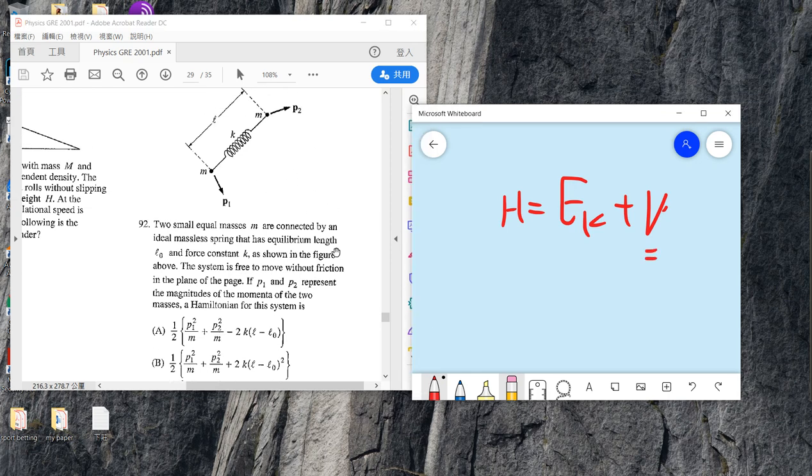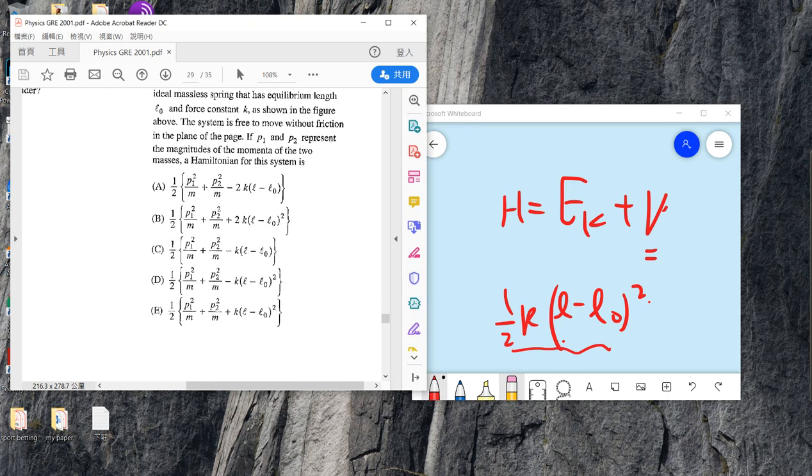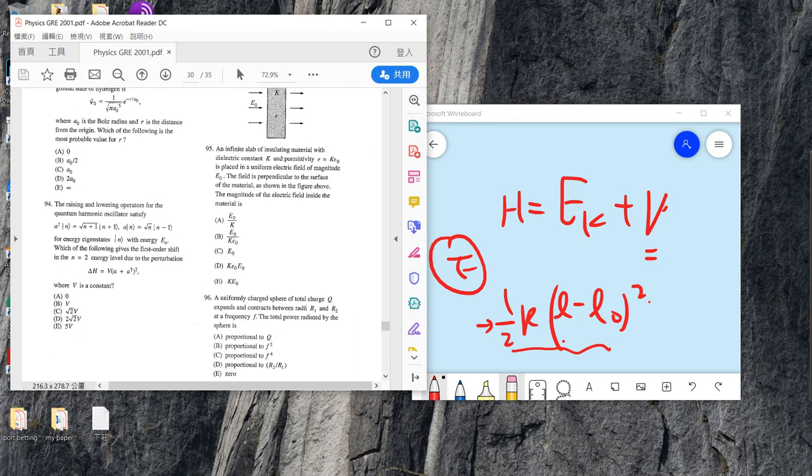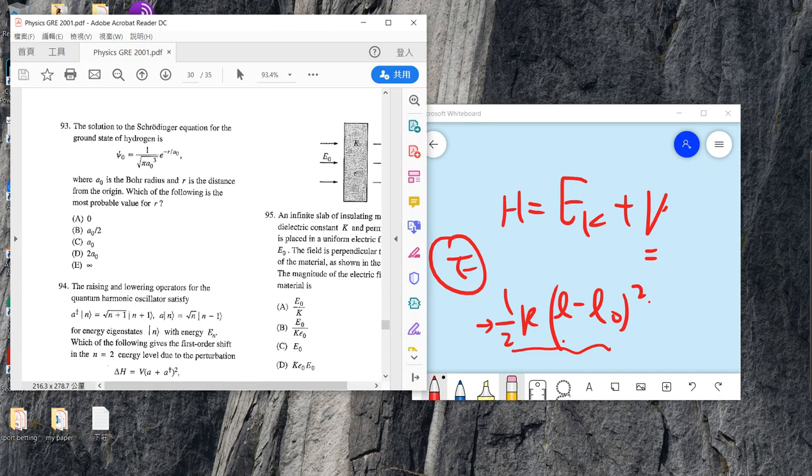potential. So there is a spring, right? So potential of the spring. The spring is half K times the L minus the original L naught squared. So which one is the answer? E is the answer. Because you see this is half times plus K, so E is the answer. So this problem looks difficult, but all you need is to write down the Hamiltonian, then everything is finished.